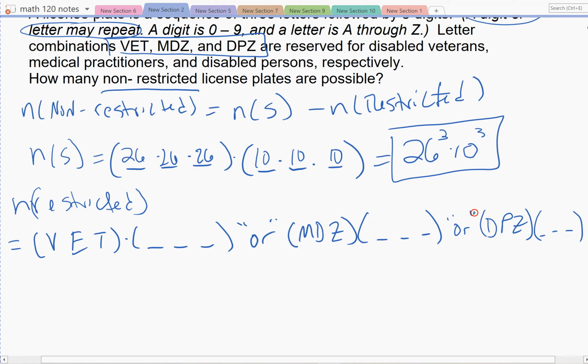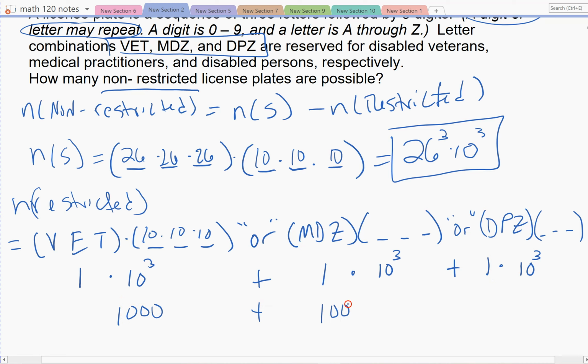And so we've got our ands and our ors here, right? It's a mix of ands and ors. And so what it really comes down to is it's the digits that matter, right? There's only one way to get the VET, and then I've got the digits. Well, the digits are 10 times 10 times 10, like before. So it's 1 times 10 cubed. Or the MDZ, which there's only one way to get MDZ, and then it's the 10 cubed again. Or, so we add, again, DPZ, one way to do that, and then the digits would be 10 cubed. And so what this means is 10 cubed is 1,000. So there's 1,000 veterans license plates. There's 1,000 medical practitioner license plates. And there's 1,000 disabled persons license plates. And so the restricted license plates come to 3,000.